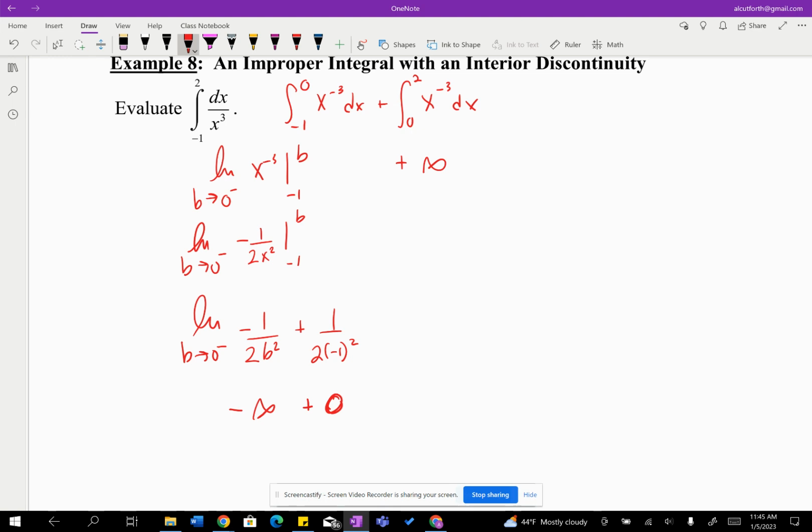Okay? So that is the wonderful, awful world of improper integrals.